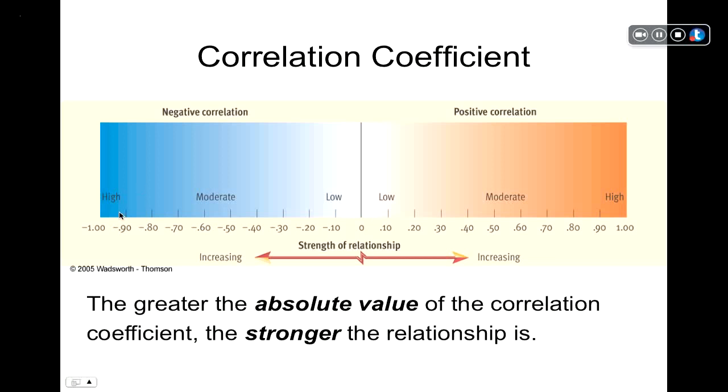Same thing over here, negative. Same sort of deal. A negative 0.10, the absolute value is 0.10, so that would be a weak or very low association between the two variables. Negative 0.5 would be moderate, and then negative 1 would be as good as it gets. So the larger the absolute value of the correlation coefficient, the stronger the relationship is. The sign, positive or negative, just tells us what type of correlation it is.